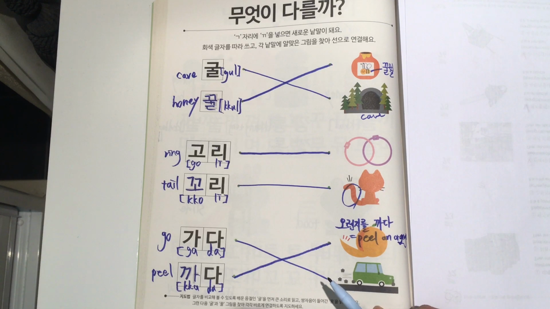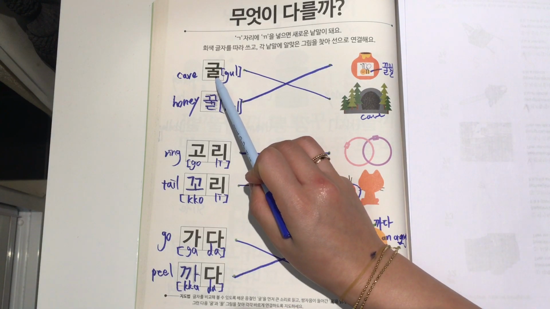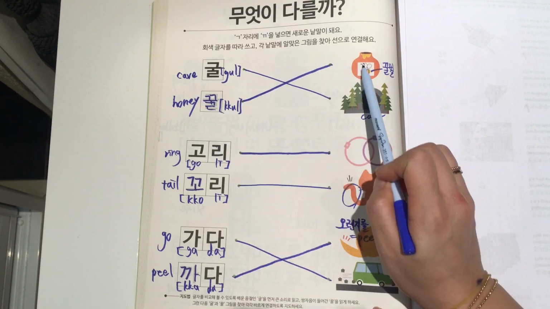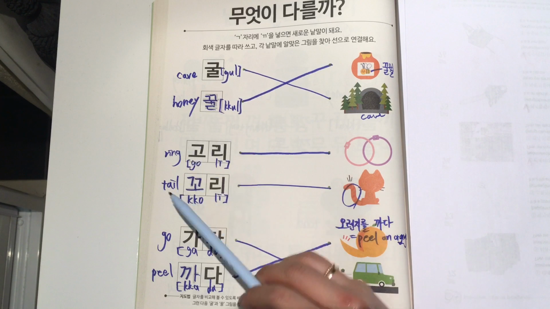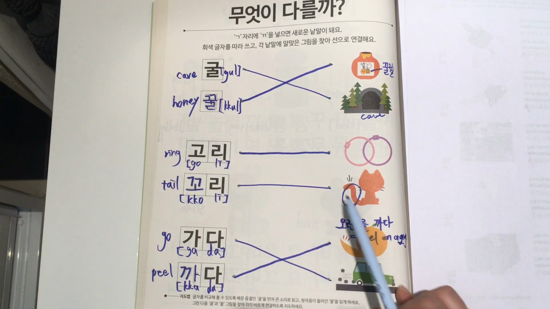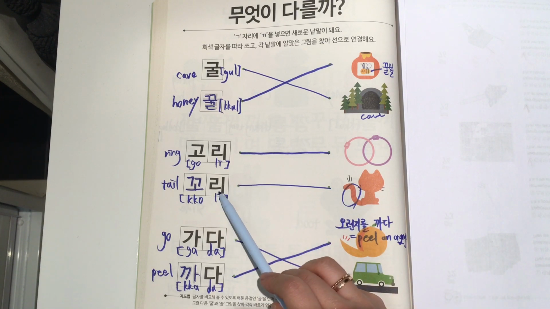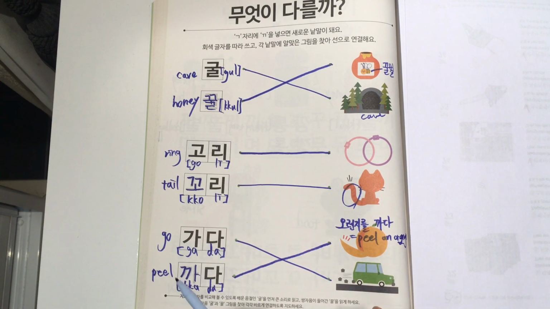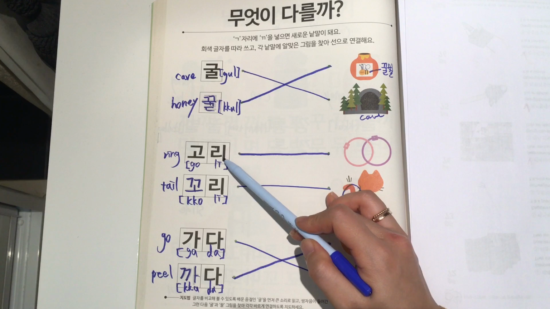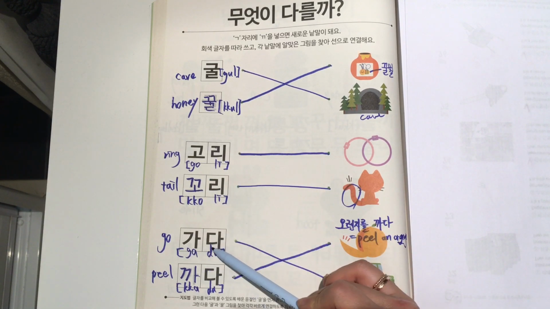So I'm gonna speak everything one more time. 굴 is cave. Honey is 꿀. And ring is 고리. And tail is 꼬리. Go means 가다. And peel means 까다. 굴, 고리, 가다, 까다.